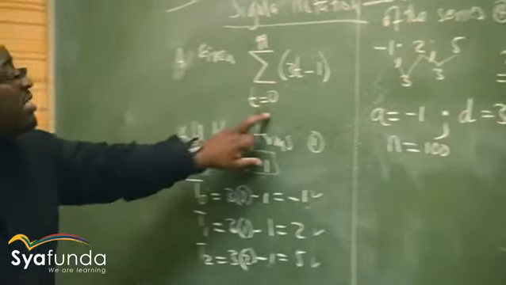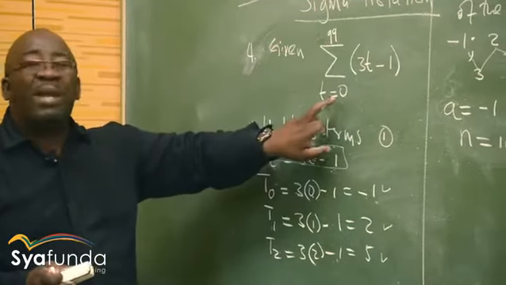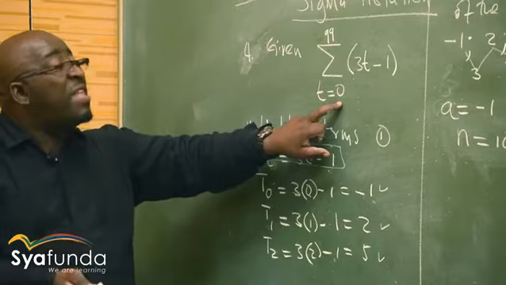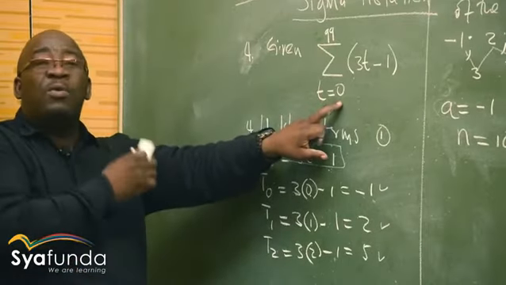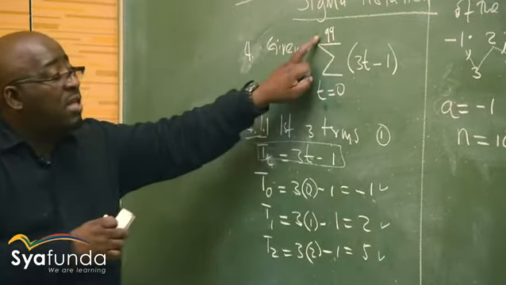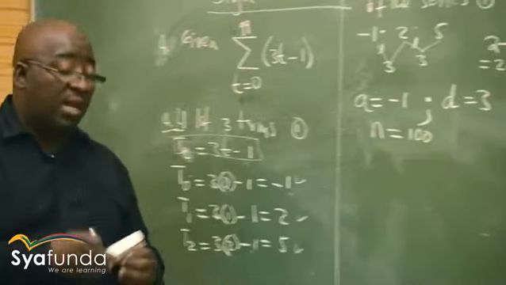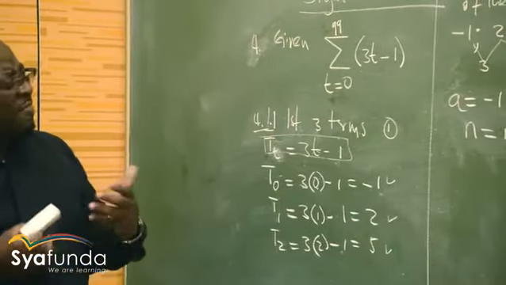In this particular case, ama-terms abe u-99, but asiqala ukubala from the first terms. The one that is before the first term, awasezikuba u-99 esiwa-adayo, asizoba 100. Hence, we say the number of terms here, it is 100. Right, that's what we have here.